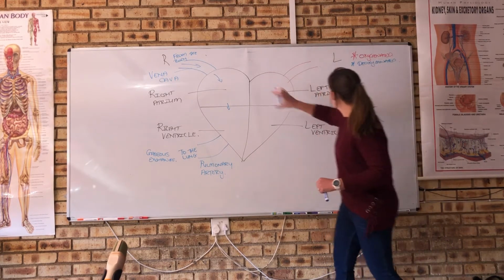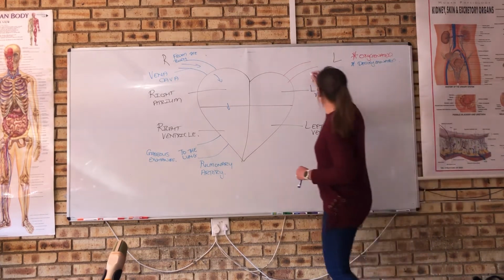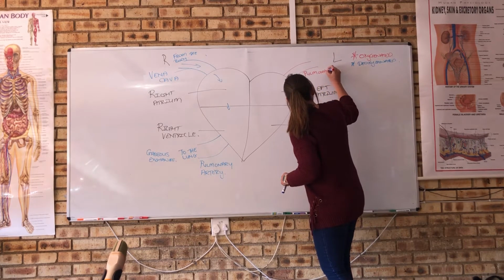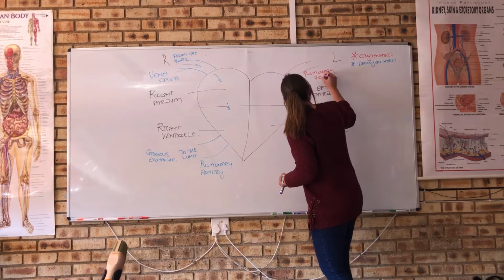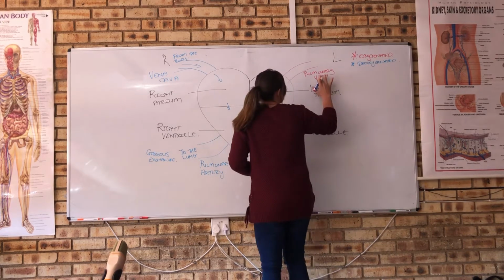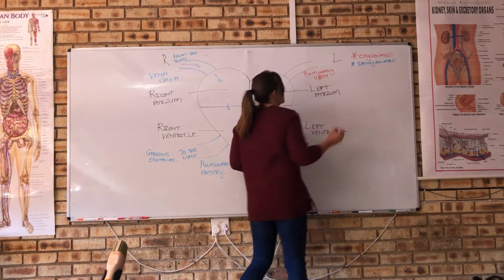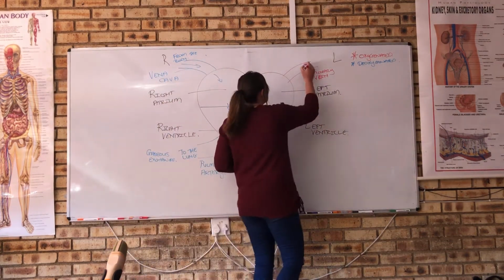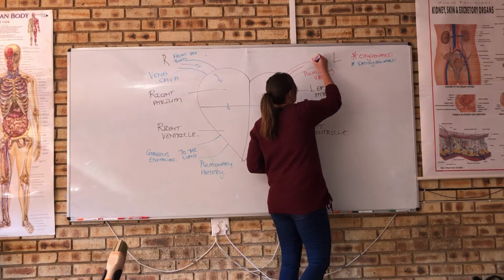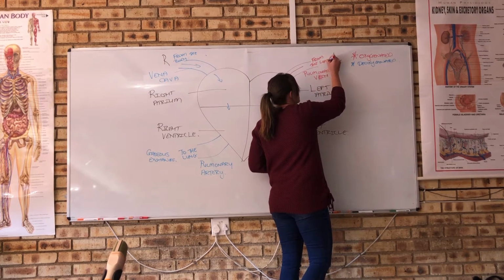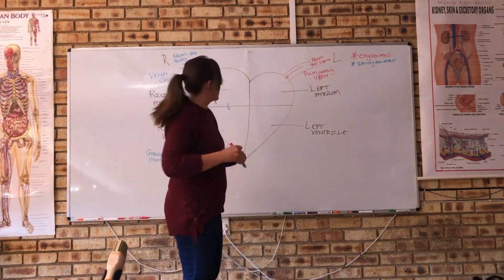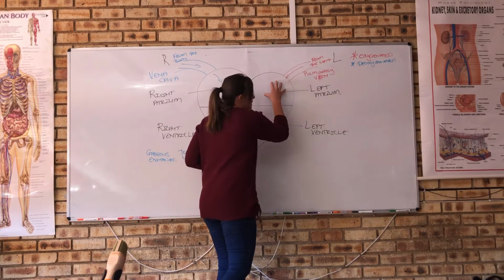Entering the left atrium now, we have the pulmonary vein. Why is it a vein now? Oh, let's just rewrite that E, sorry. It's a vein because it is transferring blood to the heart. This blood coming from the lungs now is oxygenated. Okay, so we've got nice, rich, oxygenated blood coming into the left atrium.